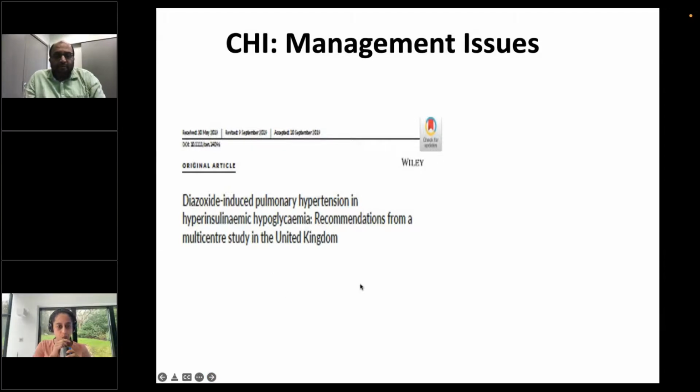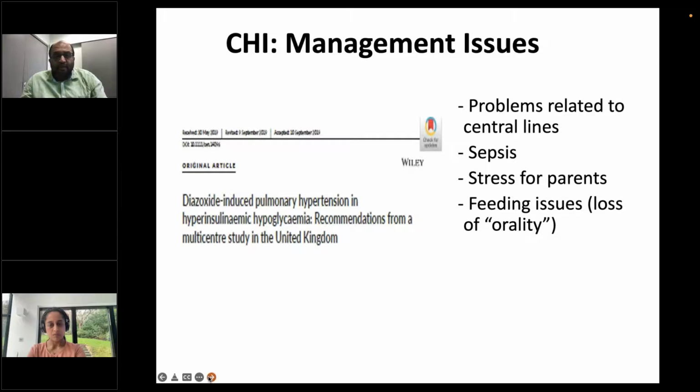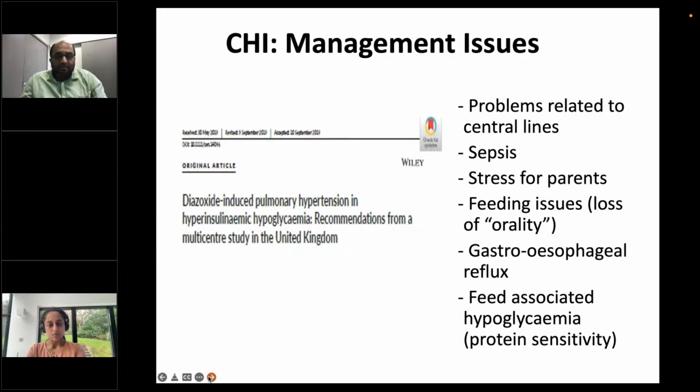So when we talk about diazoxide, we think about the side effects, as I was saying earlier. Diazoxide can cause pulmonary hypertension. So it's very important to think about fluid balance, and why it is important to monitor fluid balance strictly, because it can cause pulmonary hypertension. And there can be several other issues, especially when we're managing these babies, like sepsis. It's quite stressful for parents. They can have feeding issues, gastroesophageal reflux, or also they can have problems with central lines.